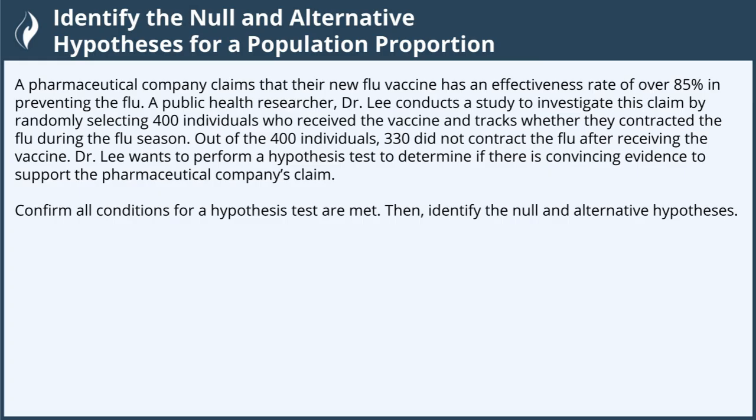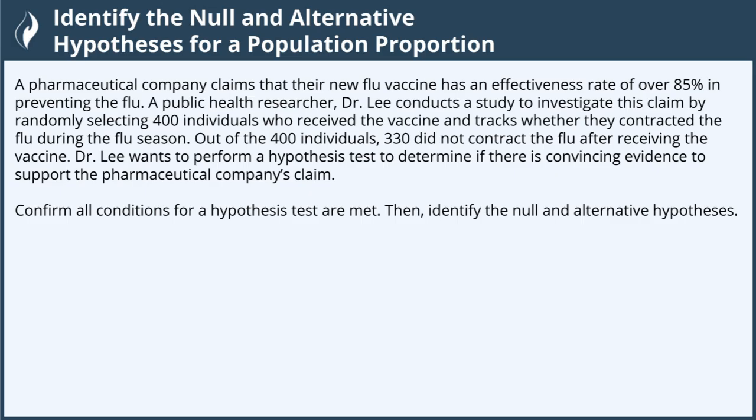A public health researcher, Dr. Lee, conducts a study to investigate this claim by randomly selecting 400 individuals who received the vaccine and tracks whether they contracted the flu during the flu season. Out of the 400 individuals, 330 did not contract the flu after receiving the vaccine. Dr. Lee wants to perform a hypothesis test to determine if there is convincing evidence to support the pharmaceutical company's claim. Confirm all conditions for the hypothesis test are met, then identify the null and alternative hypotheses.